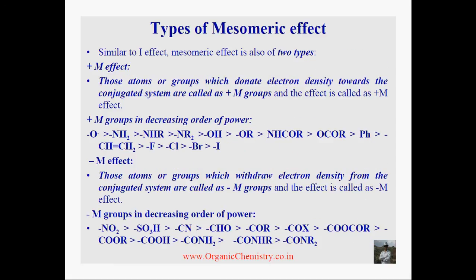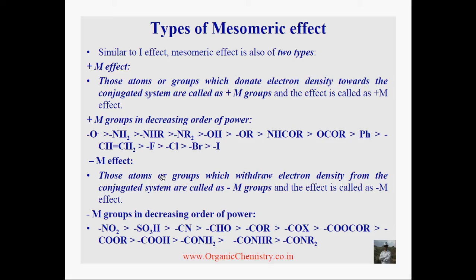Types of mesomeric effect. Similar to inductive effect, mesomeric effect is also of two types. They may be plus M effect or minus M effect. Plus M: those atoms or groups which donate electron density toward the conjugated system are called plus M groups, and the effect is called plus M effect. Plus M groups in decreasing order of power follow: O negative, NH2, NHR, NR2, OH, OR, NHCOR, OCOR, phenyl, vinyl, fluoride, chloride, bromide. The basis behind the M effect is atomic overlapping. That's why the power of NH2 is higher than NHR, followed by NR2.